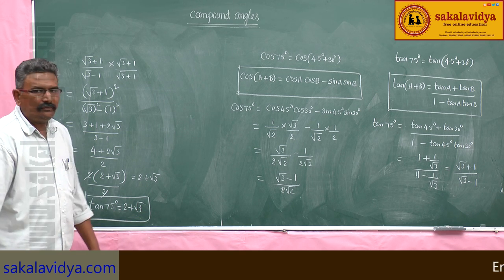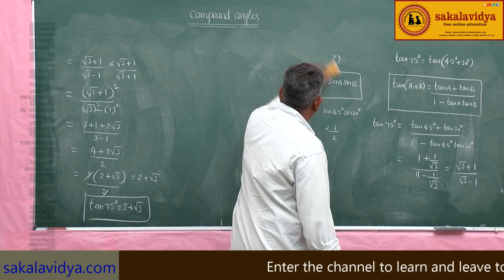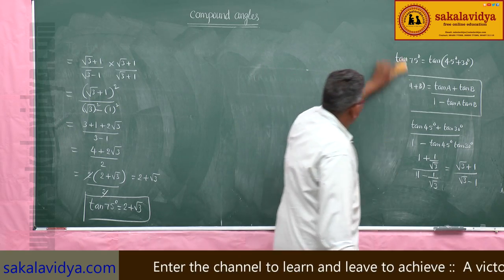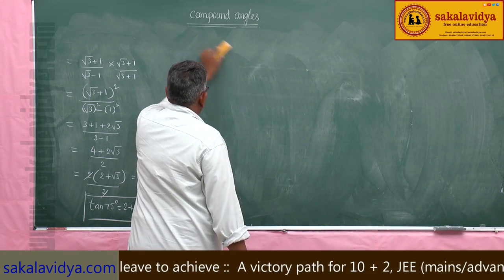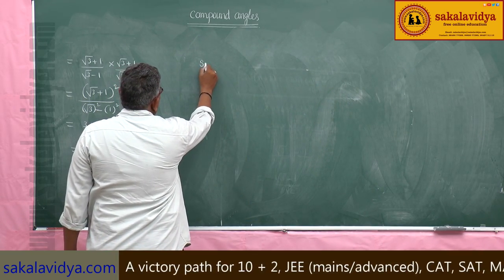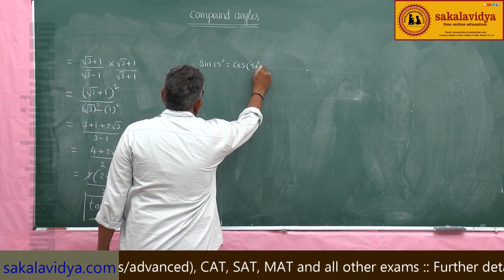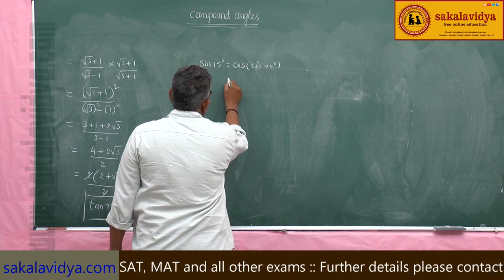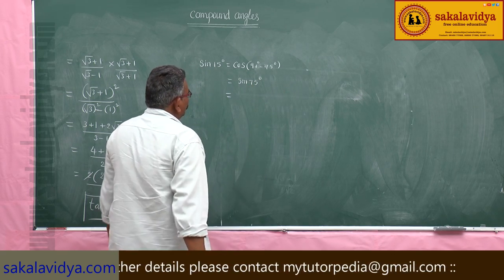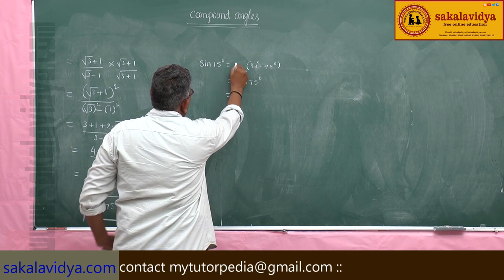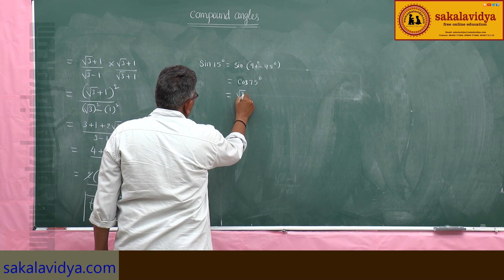So, now all the values here have been determined. Now, how to find out sin 15, cos 15 and tan 15? See, sin 15 degrees is equal to, we can write, cos of 90 degrees minus 75, which is equal to sin 75. So, this is sin of 90 minus 75, cos 75. Cos 75 is root 3 minus 1 by 2 root 2.